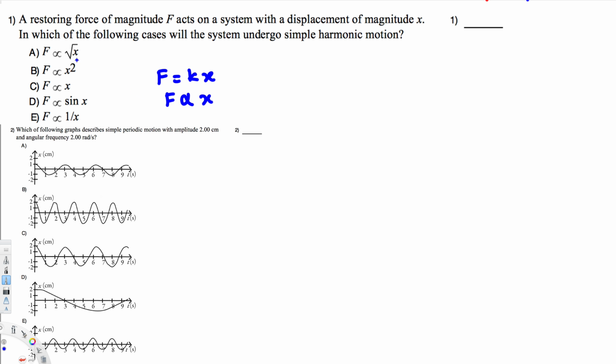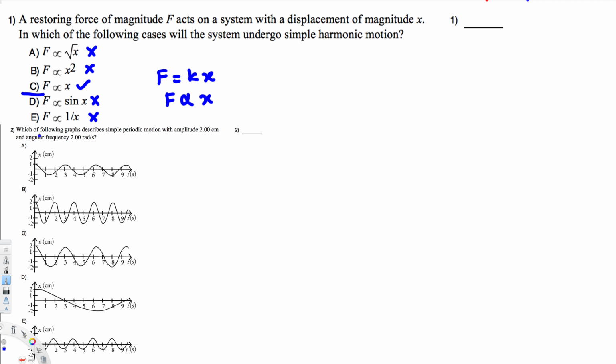Now let's look at the answers. The first one is not correct because that is root x square, which is not correct. This one is correct. Sin x is not correct, and then 1 over x, that's also not correct. So this is going to be our answer. Now let's look at the second question.